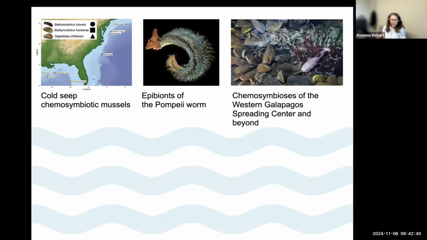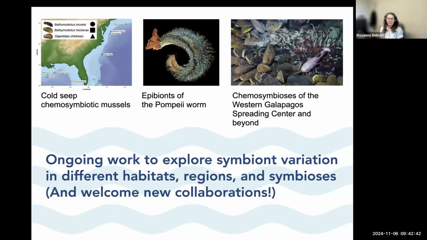And then finally, I just wanted to note that what I showed you today was focused on the Western Pacific hydrothermal systems, and that's where a lot of the work in my lab has been focused for the last few years. But we're really generally interested in trying to understand how these chemosynthetic symbioses vary over space and time, and how they vary across different types of taxa.